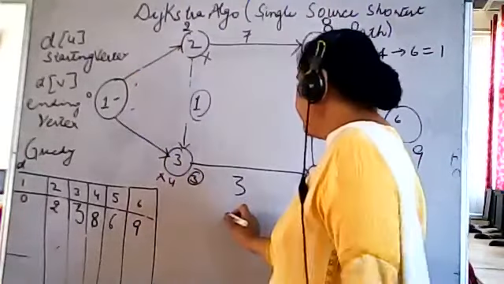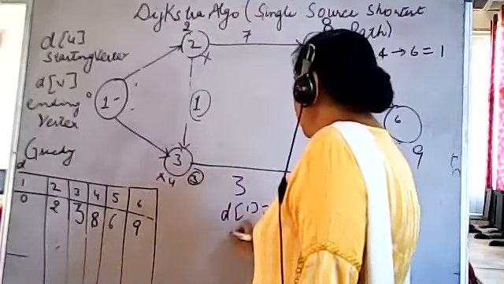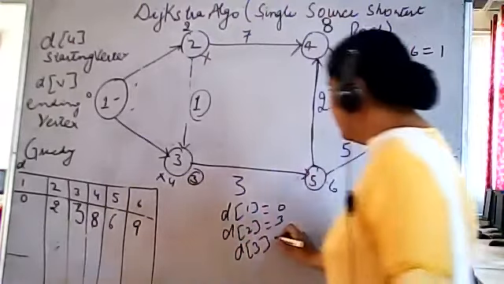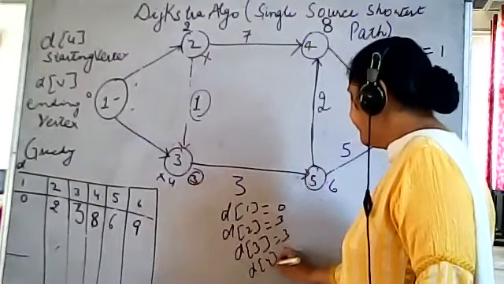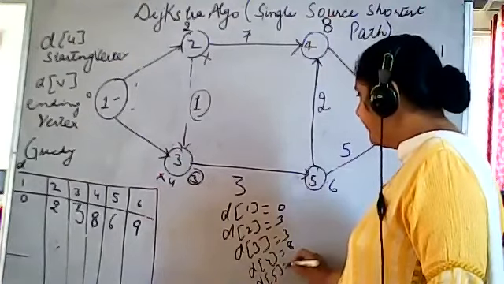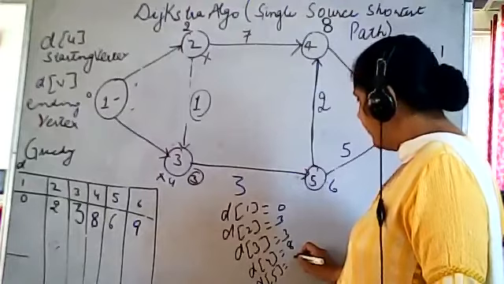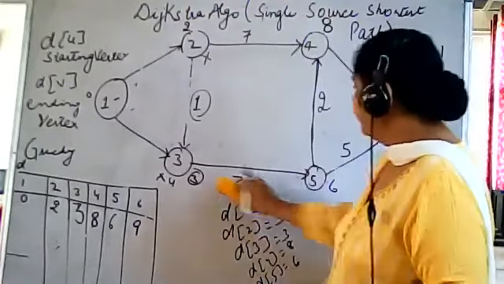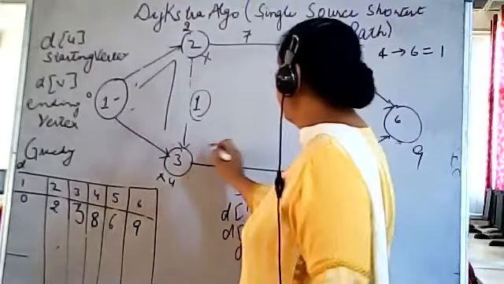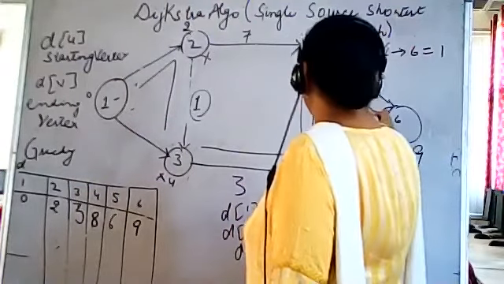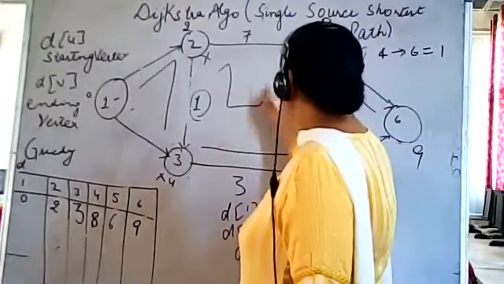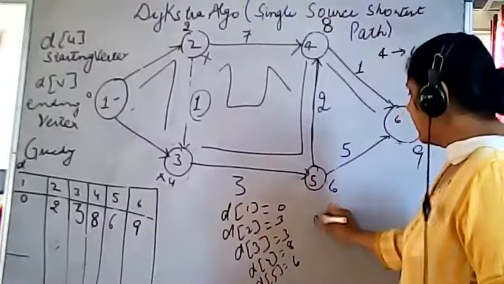This way, I'll make it. D of 1 is 0, D2 is 2, D3 is 3, D4 is 8, and D5 is 6. 6 plus 2, 8, 8 plus 1, 9. This path will be made. So this graph would be like this. Right? So D6 is equal to 9.